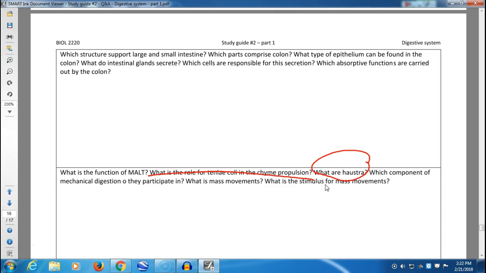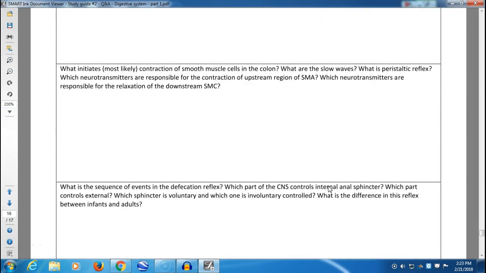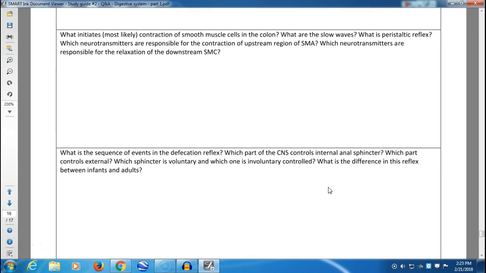Mass movements. What's the stimulus for mass movement? What can be the stimulus? There's like one four-letter F word. It's appropriate food, yes. You eat, eventually gastrin increases and stimulates mass movements. Smooth muscle cells in the colon: slow waves are pacemaker-mediated waves of slow depolarization. And if there's an additional stimulus like acetylcholine or stretch, it causes contraction via initiation of an action potential.